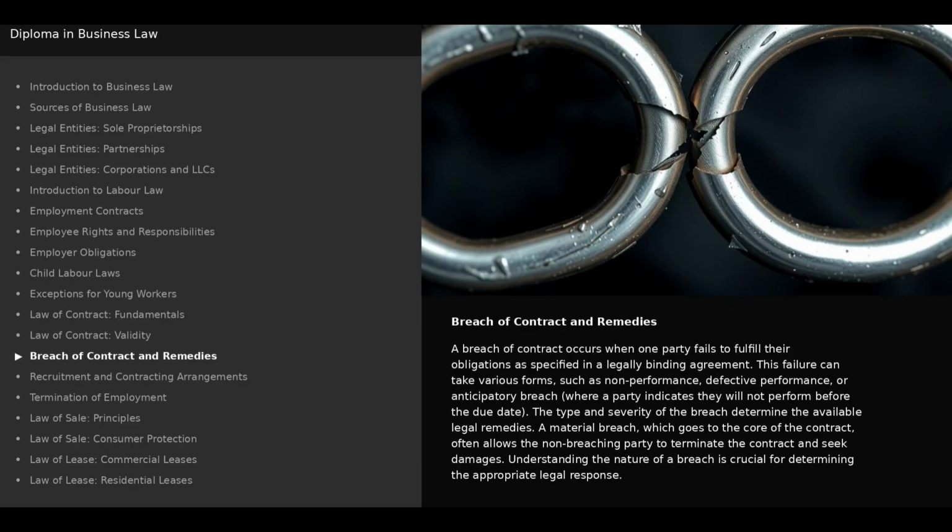The type and severity of the breach determine the available legal remedies. A material breach, which goes to the core of the contract, often allows the non-breaching party to terminate the contract and seek damages. Understanding the nature of a breach is crucial for determining the appropriate legal response.